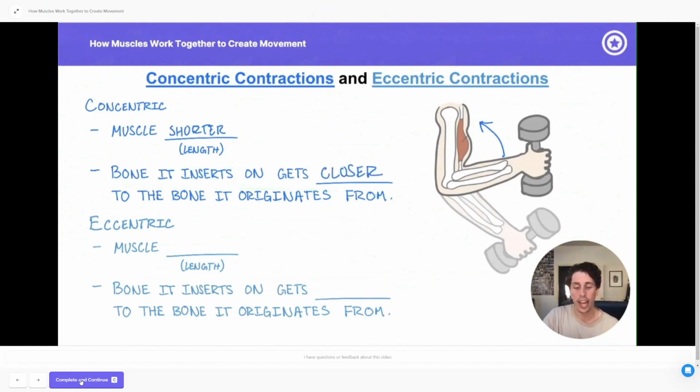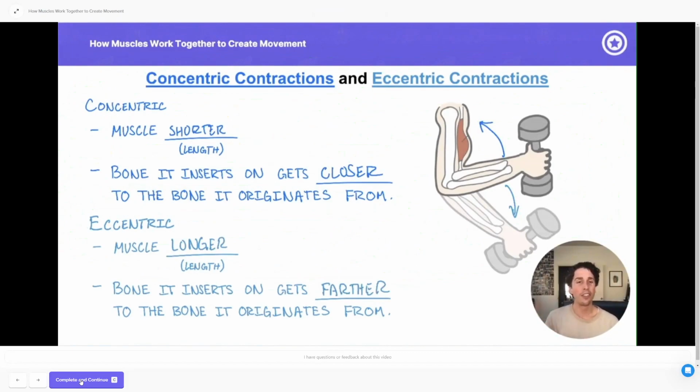Alright, and now let's go ahead and talk about these eccentric contractions. And so with eccentric contractions, it's going to be the exact opposite, so it's kind of convenient for us. And so the muscle is actually going to lengthen a little bit, so it gets a little bit longer. Alright, and the bone it inserts on is actually going to get farther away from the bone that it originates from. And so it's going to be farther. Alrighty, and so that's going to be this type of movement going down away from that. So right here, we're going to have concentric contractions, and then down here, going away from that bone that it originates from, that's going to be our eccentric contraction.